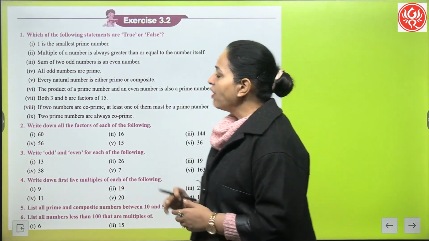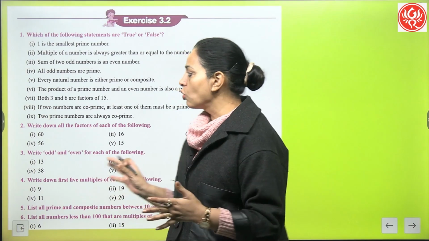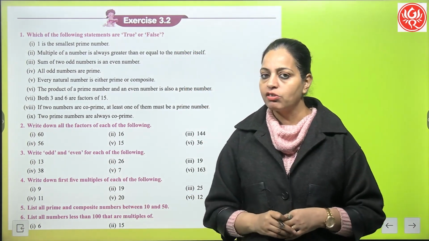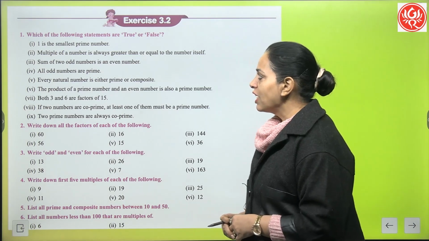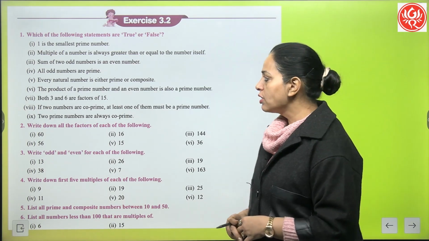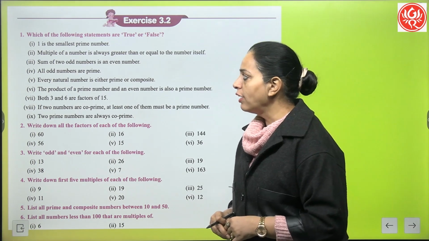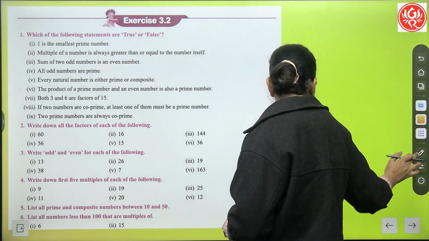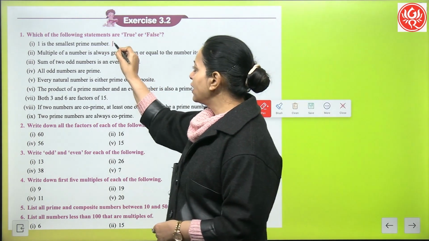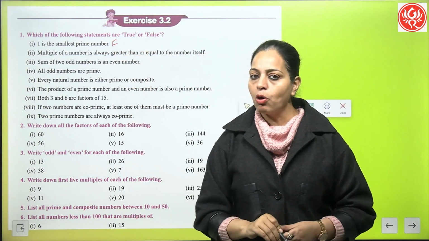Now we have exercise 3.2 based on such type of examples. We can try this one like the first one. Which of the following statements are true or false? Like here the first one, 1 is the smallest prime number. So this is false because 1 is neither prime nor composite.